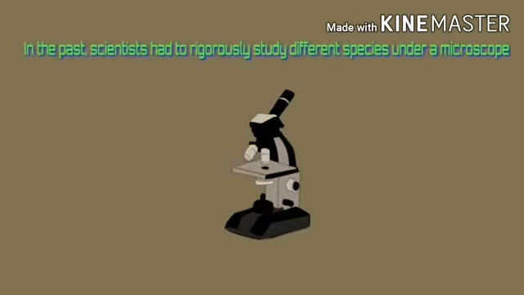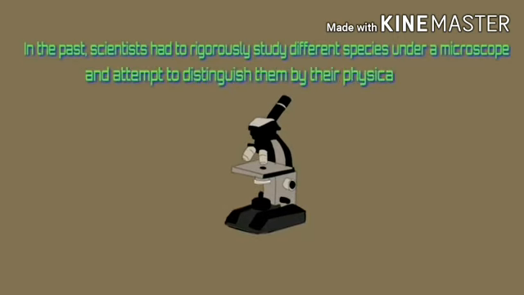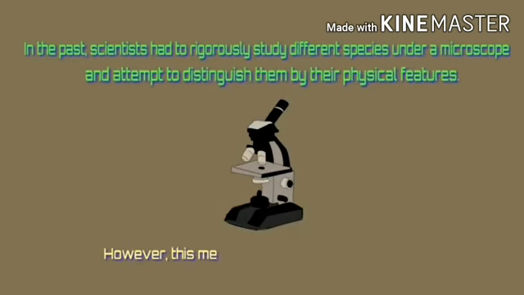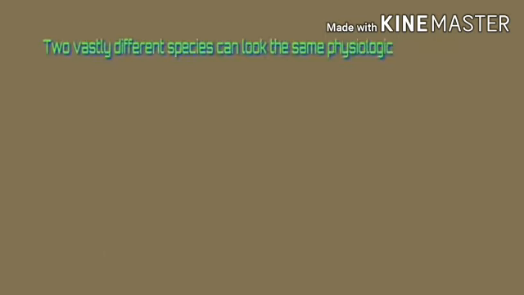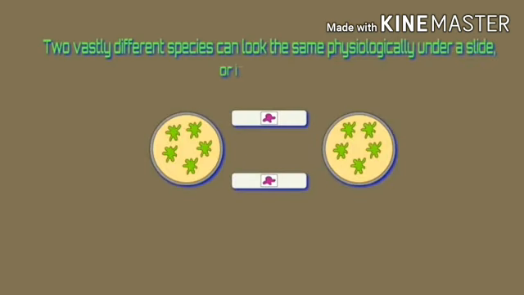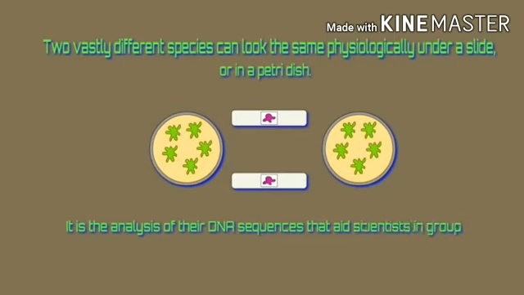In the past, scientists had to rigorously study different species under a microscope and distinguish them by their physical features. However, this method proved to not always work. Think of it this way: two vastly different species can look the same under a slide in a petri dish. So, it is the analysis of their DNA sequences that aids scientists in grouping different molecular diversity.